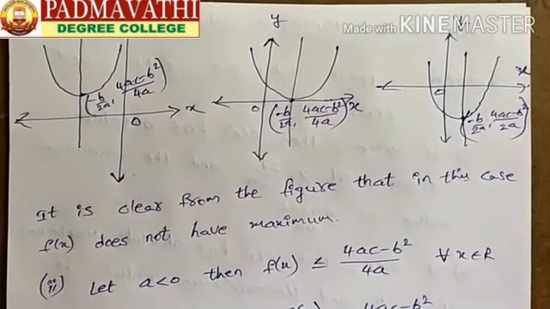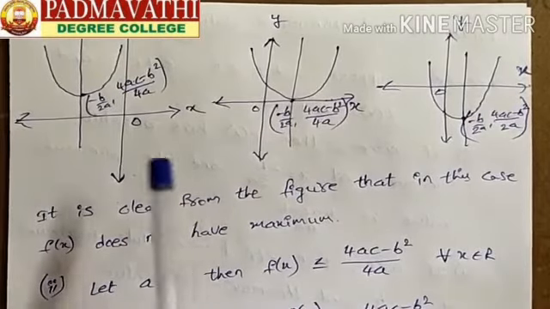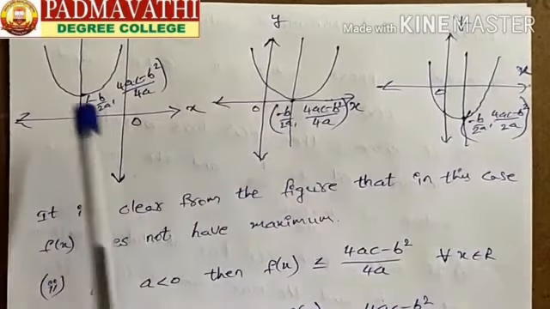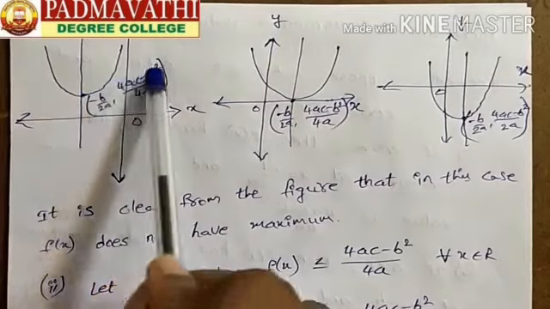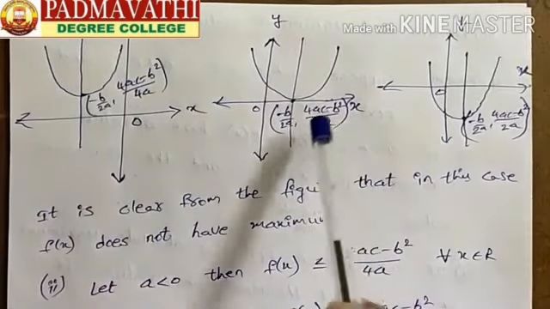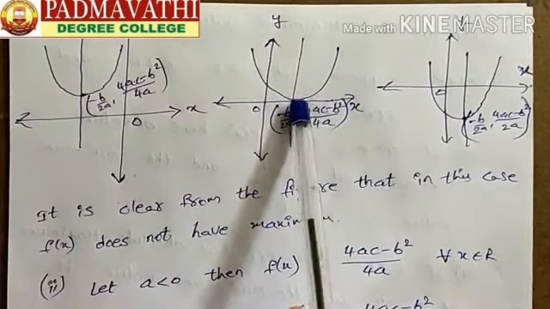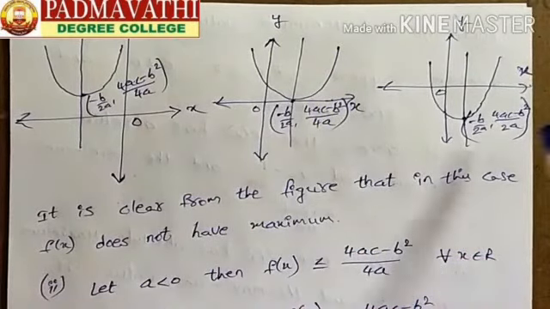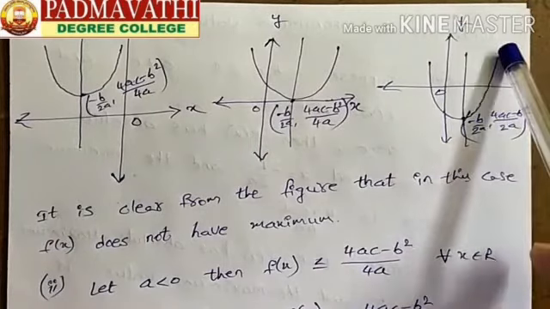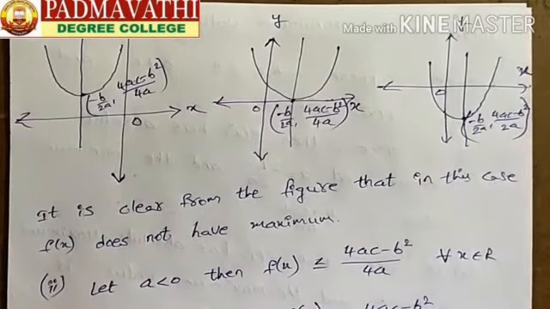Now look at it graphically. If you are drawing graphs for that, I am taking three different cases here. In the first one, the curve f of x is on the left side of the y-axis. In the second case, the curve f of x is touching the x-axis and is on the right side of the y-axis. And in the third case, the curve f of x is below the x-axis. I am taking three different cases.